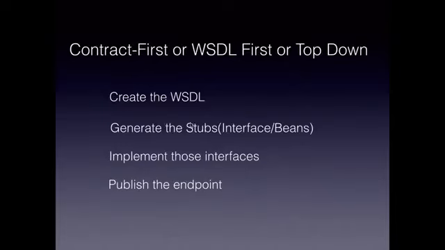So to create a WSDL file, we typically have tools or IDEs that will help us. Once we do that, we can generate the stubs using tools like WSDL to Java. Every programming language and platform has an appropriate tool to generate the language objects.